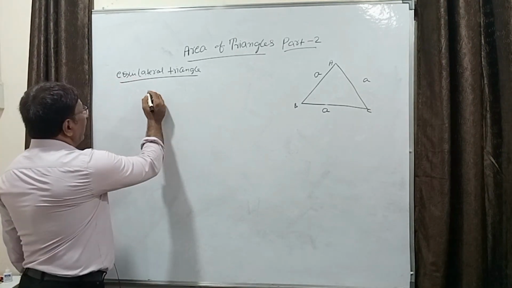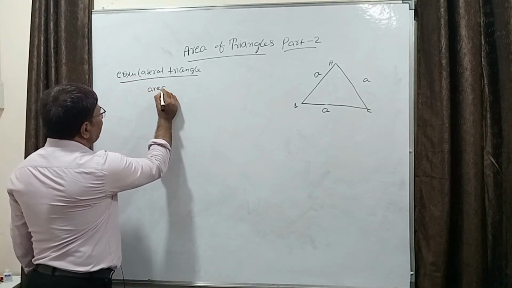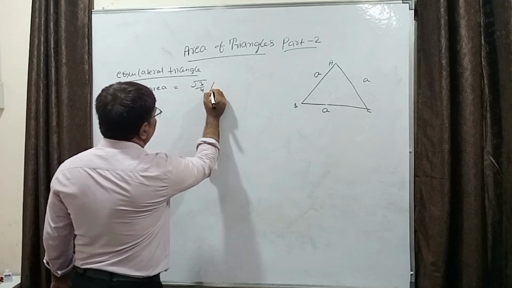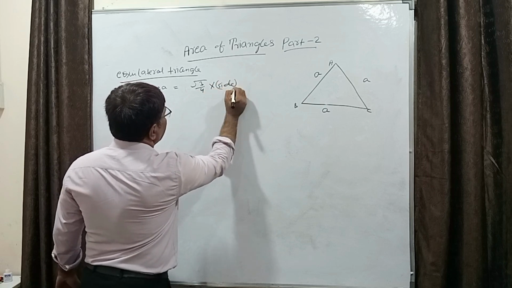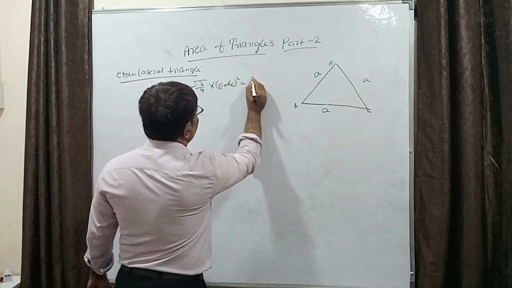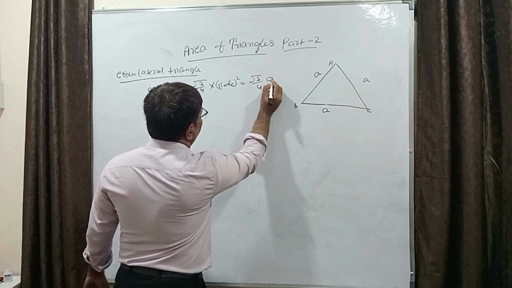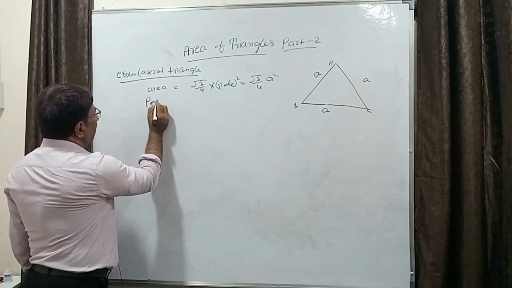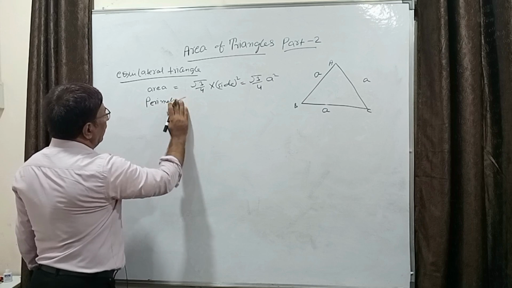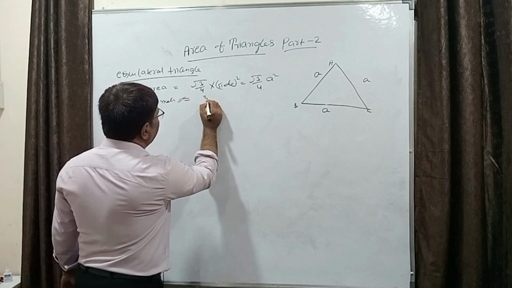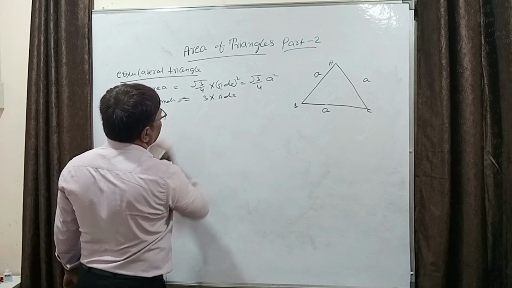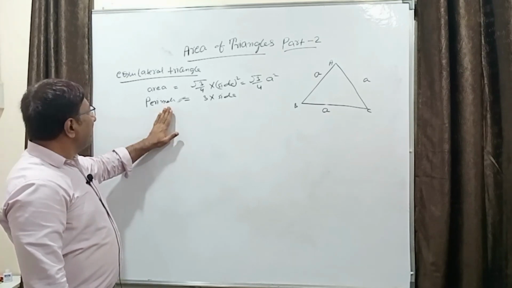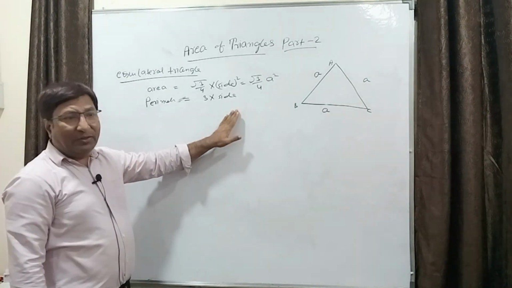So now we have to know what is the area of this equilateral triangle. The area of an equilateral triangle is root 3 by 4 into side square. Here the side is A, so we can write root 3 by 4 A square. In the same way, if we want the perimeter, the perimeter of an equilateral triangle is 3 into side. So area is root 3 by 4 side square, and perimeter is 3 into side.